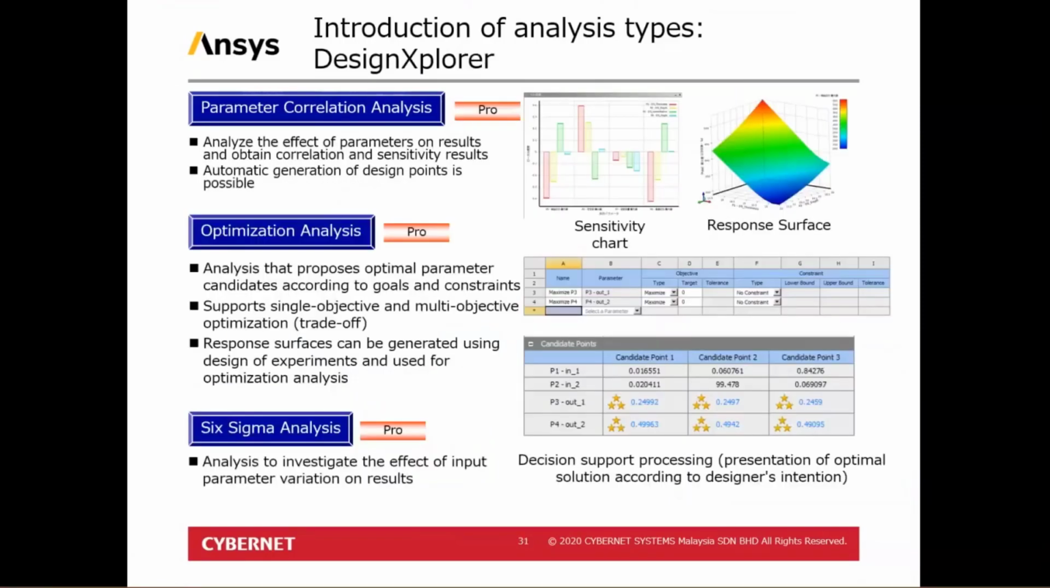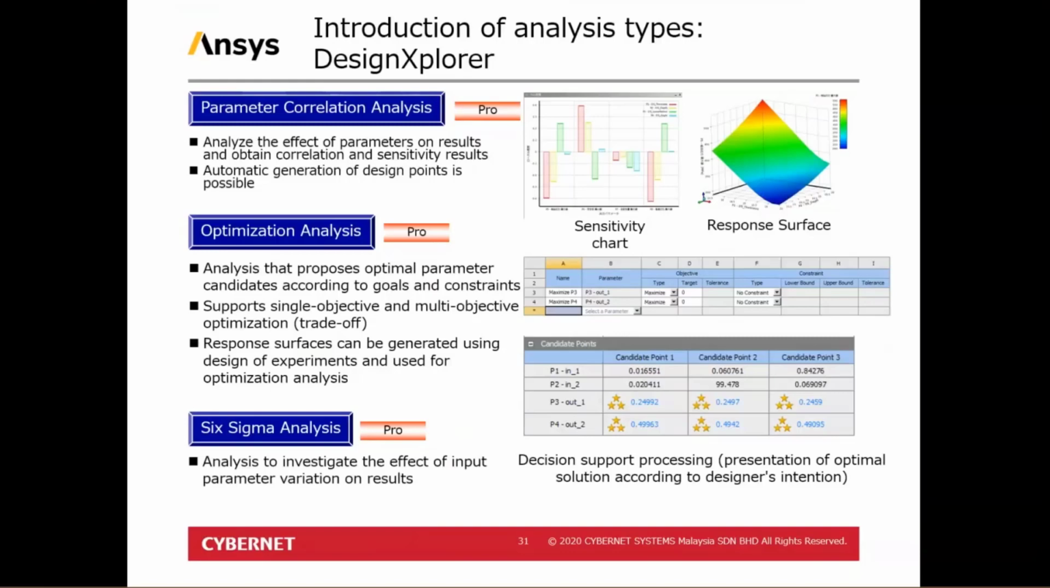So now let's dive into the world of optimization. Design Explorer is basically a tool for engineers to do a parametric study. Not only that, this tool also contains some features that optimize not only the way you choose your parameters, but also the end result of your study. So here are some of the analyses that can help you do exactly that. The first one here, as you can see, is the parameter correlation analysis. It analyzes the effect of parameters on the result and obtains the correlation and sensitivity result.